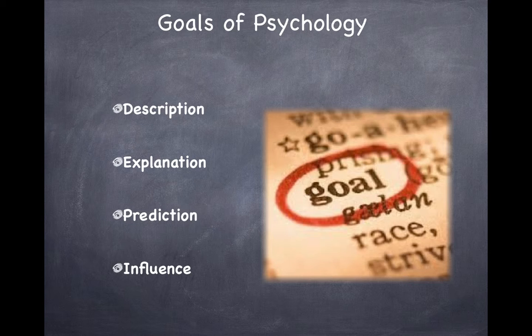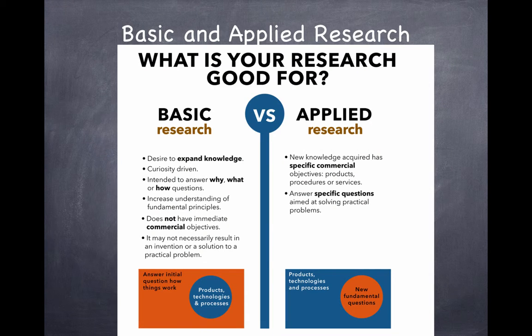So the goals in psychology are important in terms of what drives a lot of the research that goes on, and a lot of the discovery in psychology is based on these goals. Now, in terms of psychology as a science, there are two types of research that all subjects that do research follow. One is called basic and the other is applied research.